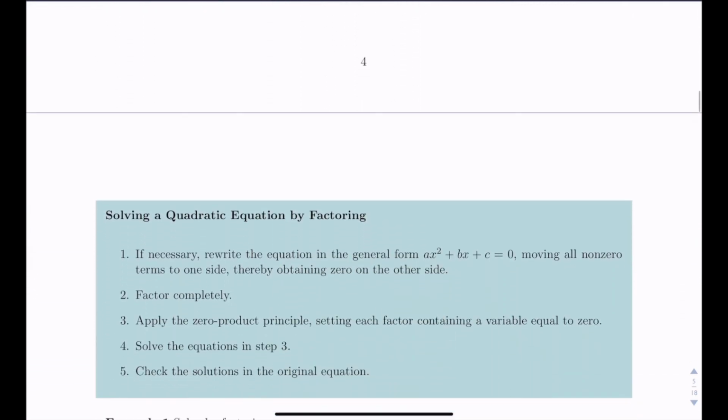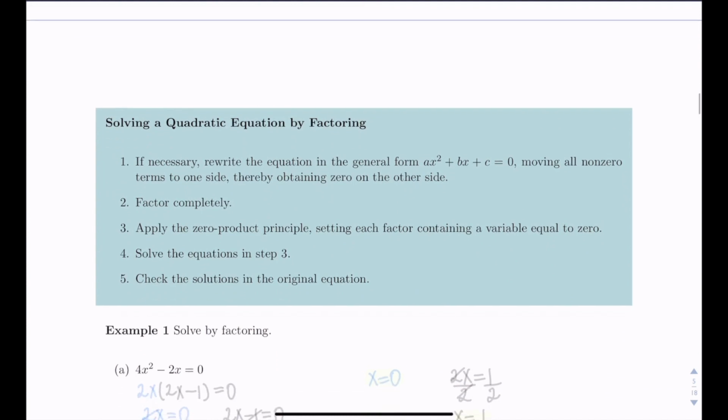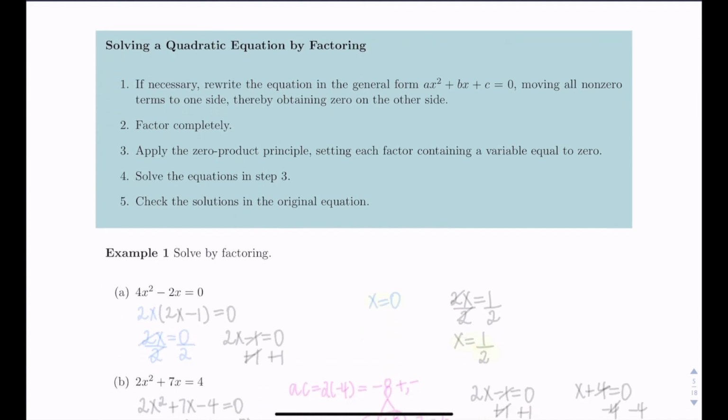So to solve a quadratic equation by factoring, if necessary, rewrite the equation in the general form of ax squared plus bx plus c is equal to 0, moving all non-zero terms to one side, thereby obtaining 0 on the other. Then you factor completely. You apply the Zero-Product Principle, setting each factor containing a variable equal to 0. You solve the equations in step 3, and then check the solutions in the original equation.